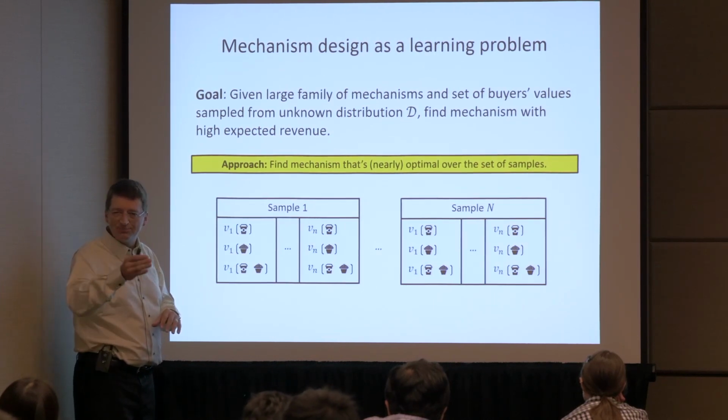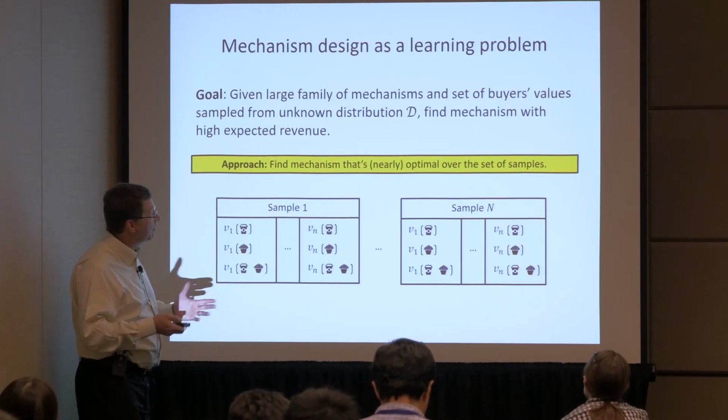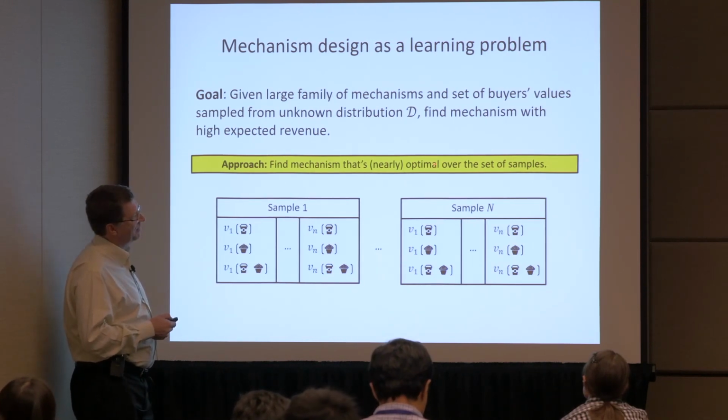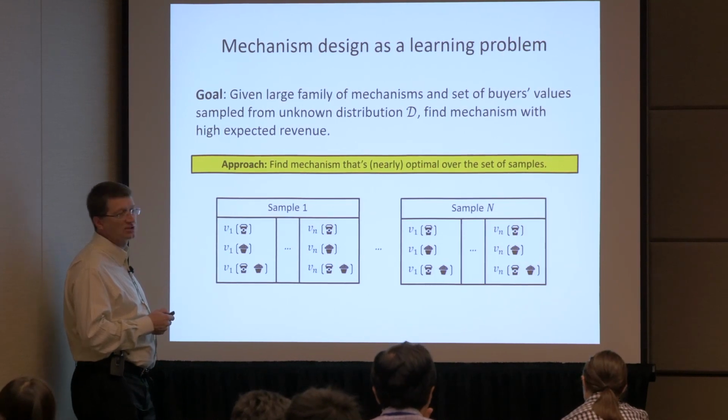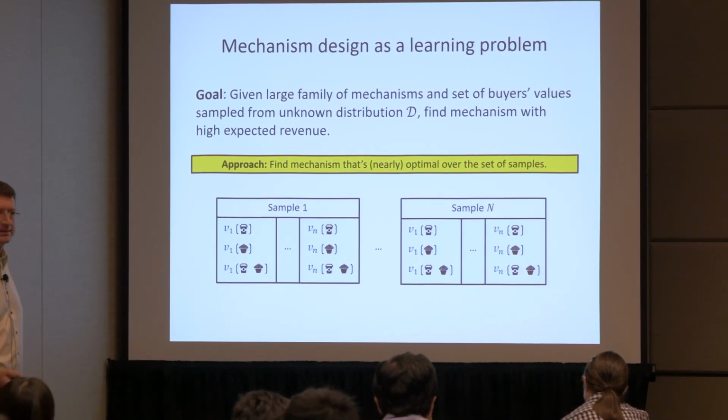And then in the next part, Nina is going to talk about some theory about that hope and how you can make that provable. Okay, and maybe we're designing the optimal mechanism for the samples, or maybe we're just designing a nearly optimal mechanism. So here I'm going to talk about how we optimize.